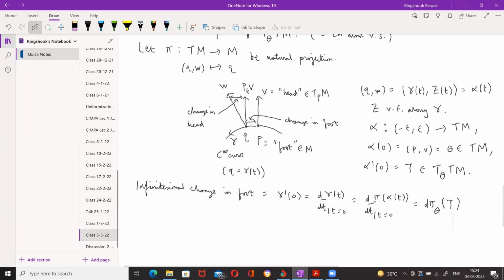Gamma t is nothing but pi of alpha t, where pi is the canonical projection from TM to M, which sends a tangent vector to its foot. And by the chain rule, d/dt at t equal to 0 of pi of alpha t is d pi at alpha 0 of alpha prime 0. So that is d pi_theta of xi. Is this clear? Yes? Okay, so the change in the foot is nothing but d pi_theta of xi. Remember pi goes from TM to M.